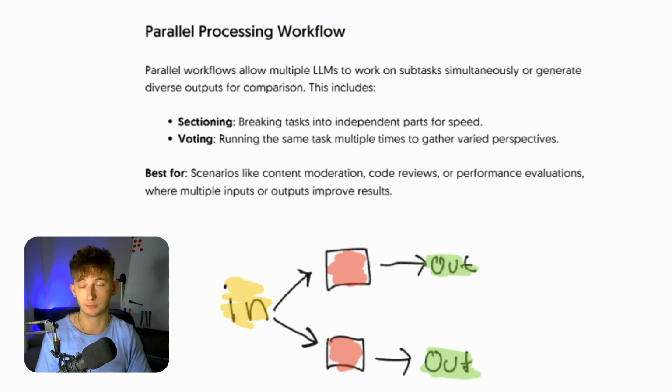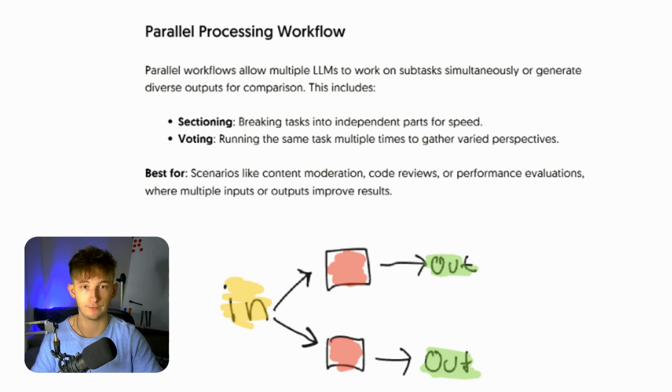Now, when should you use parallel processing? This is perfect for scenarios where tasks can be broken down into independent subtasks like moderation, document review, and creative brainstorming. It's useful when you need faster results by leveraging simultaneous computations.